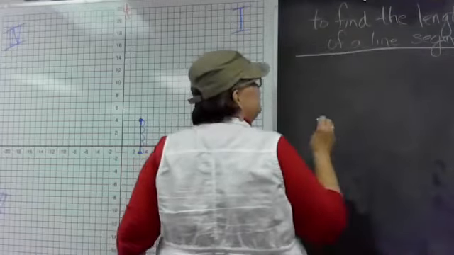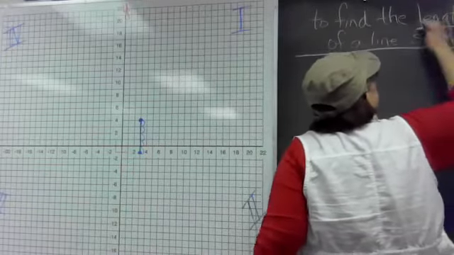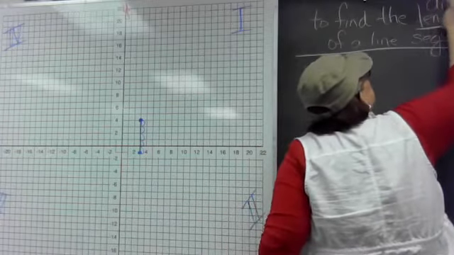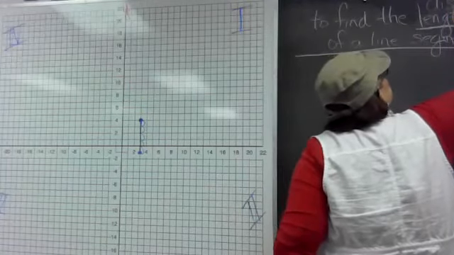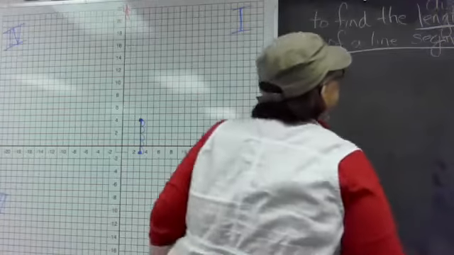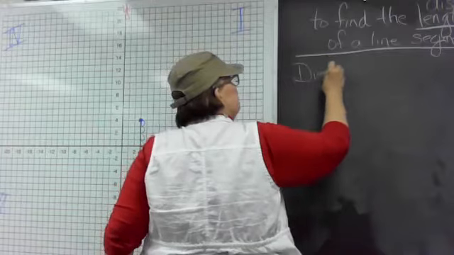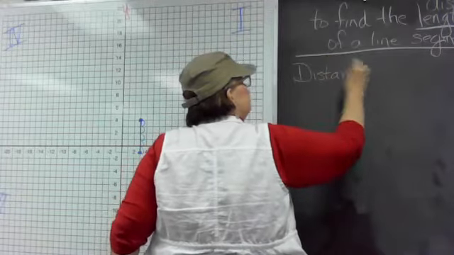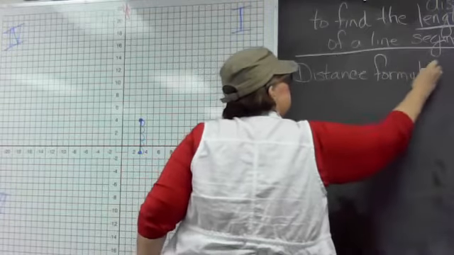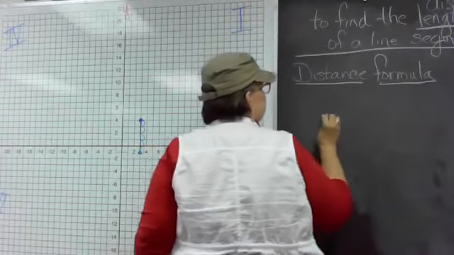It's called the distance formula. So if you want to, you can write that the length of a line segment is the very same thing as the distance from one point to the other, because we're going to use the distance formula. This is the distance formula.